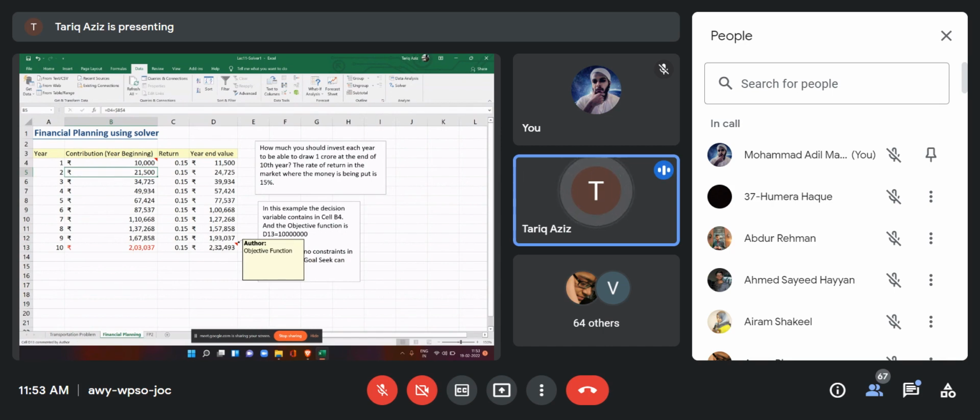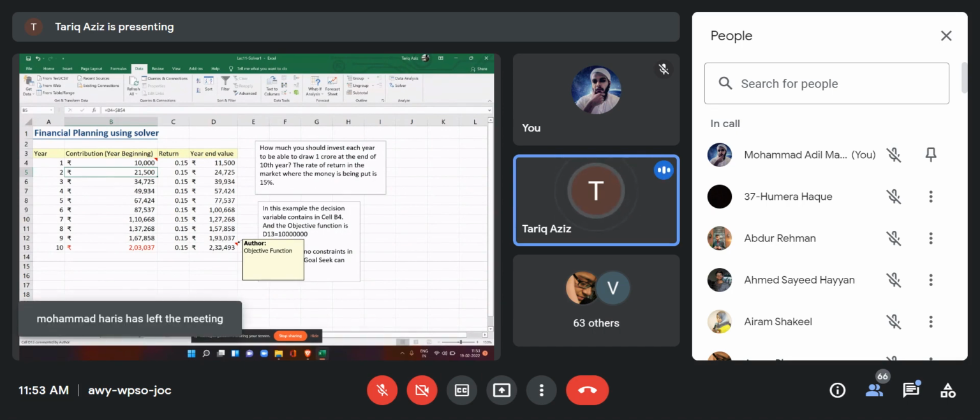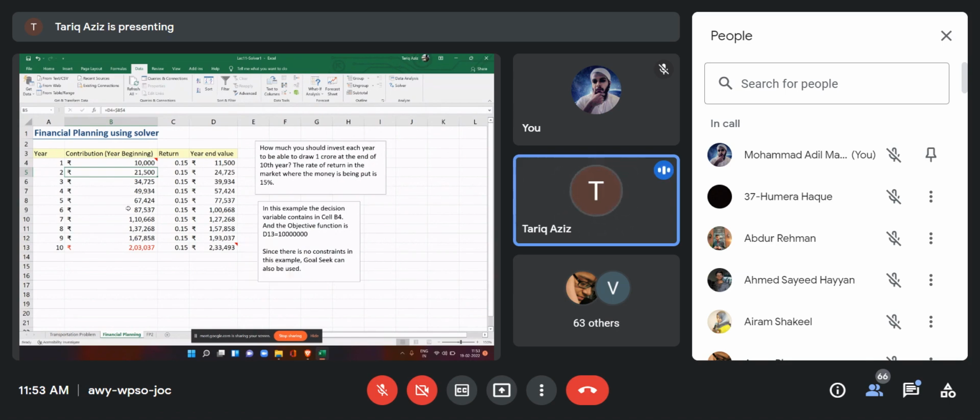So the problem is that the investor wants 1 crore rupees at the end of the 10th year. So he is asking how much he should invest every year. That amount will be constant. We are not assuming any growth in the amount of SIP, in the money that the person is investing every year. That amount will remain constant. So if he is investing 10,000, then next year also he will invest 10,000, like that.